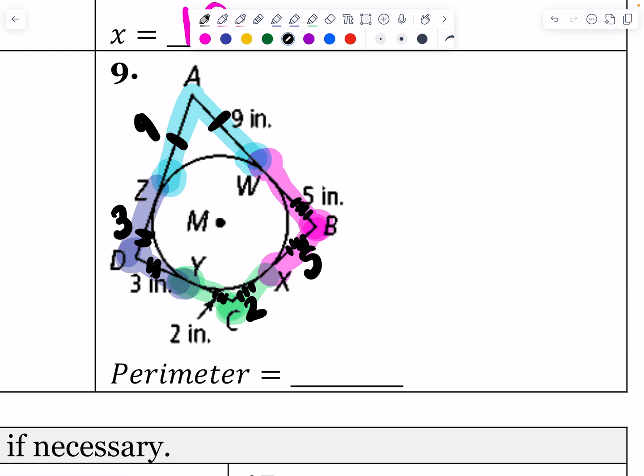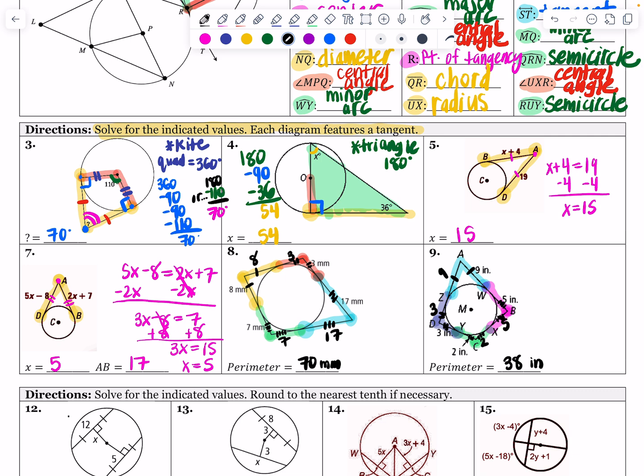So again, when you add up the perimeter, you can just do a blue one, a pink one, a green one, and a dark blue one, and then just double that. So that would be 9 plus 5 plus 2 plus 3 is 19 times 2 is going to give me a perimeter of 38 inches. Double check it if you want to by doing 9 plus 9 plus 5 plus 5 plus 2 plus 2 plus 3 plus 3. 38 inches. All right, I will make a new video for the next section.